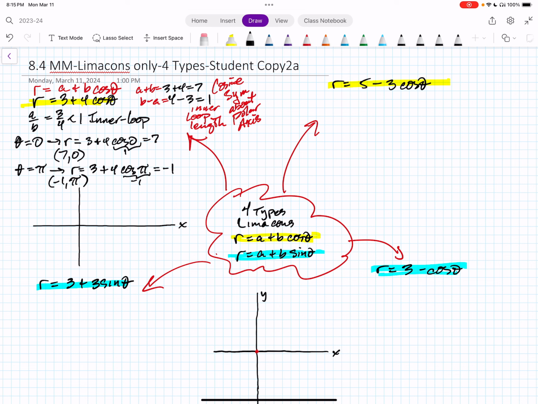Okay, having said that, here we go. I'm going to plot some points. So I need to plot 7 comma 0. So I got 2, 4, 6, and 7. There's 7. That's 7 comma 0. And then I need to plot negative 1 comma pi. 1 comma pi is to the right of the pole, and then negative 1 comma pi is to the left of the pole.